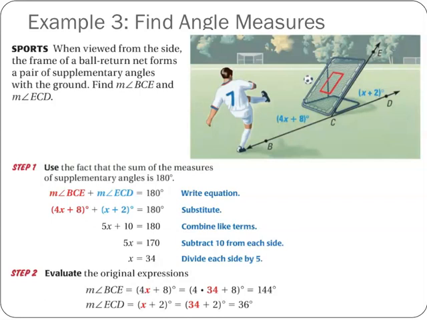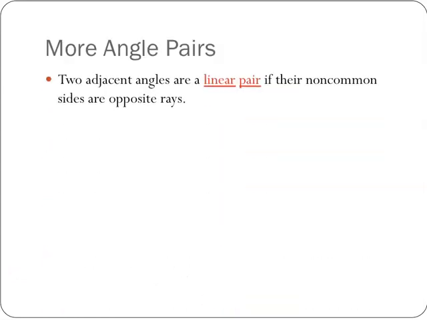Okay, we have a couple more angle pairs to go over. The first is what we call a linear pair. So we say that two adjacent angles are a linear pair if their non-common sides are opposite rays. And if that's the case, we can say that the angles in a linear pair are supplementary as well.